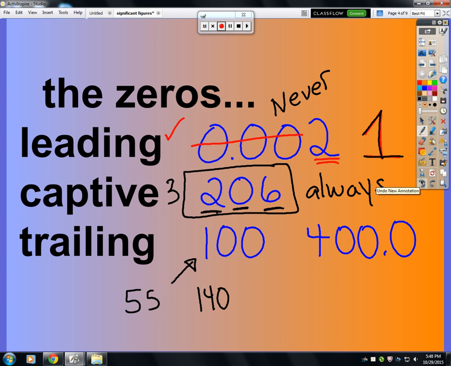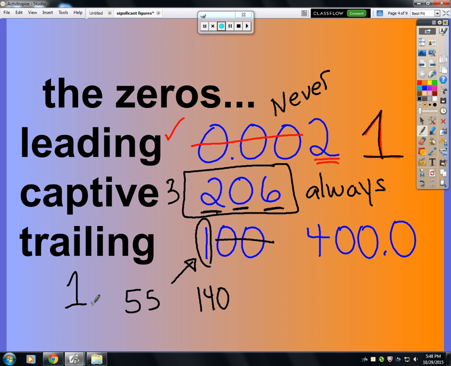Okay? So in this case, these zeros do not count, and the only number that means something is this. And so in the first example here, I have 1 significant figure, that 1, because that number can mean 55 or 140.